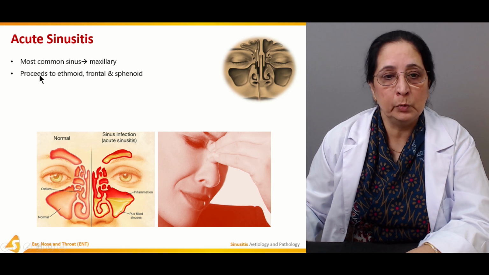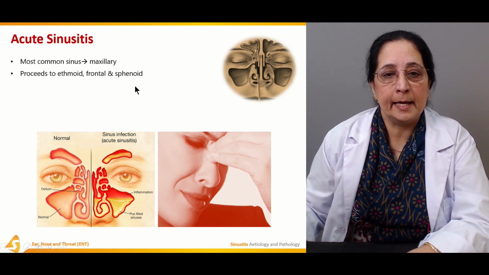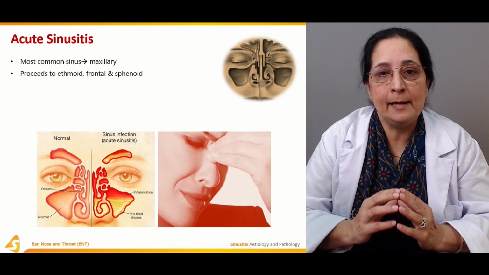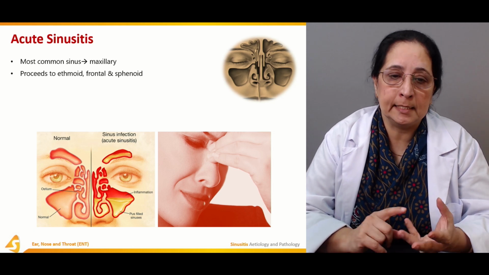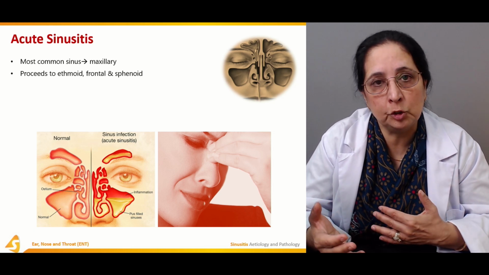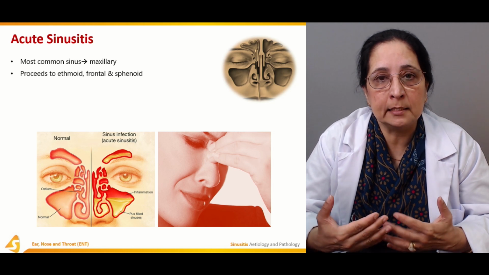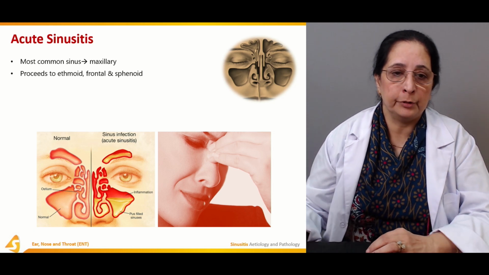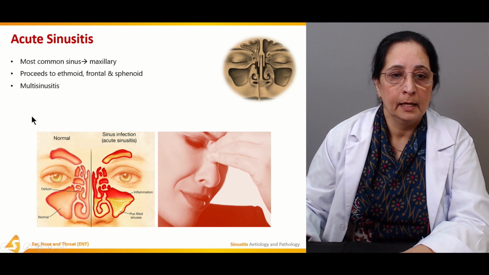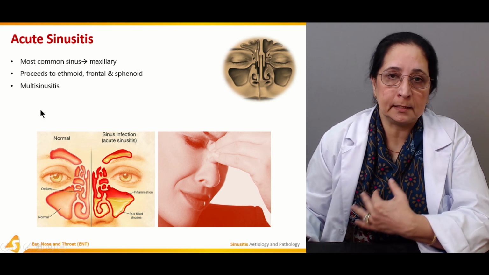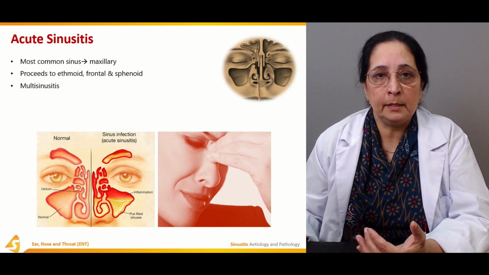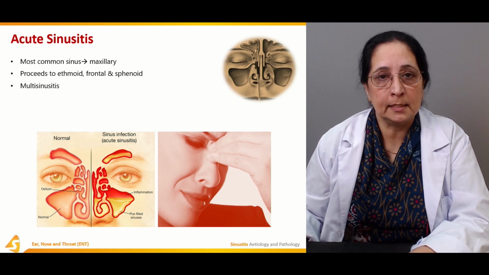It proceeds to the ethmoid, frontal, and sphenoid sinus. So the first sinus that is mostly involved in acute sinusitis is the maxillary sinus. From the maxillary sinus, it can spread to the ethmoid, frontal, and sphenoid sinus. So first most commonly affected is the maxillary sinus here. It can be multi-sinusitis, where all the sinuses are involved from the maxillary sinus.